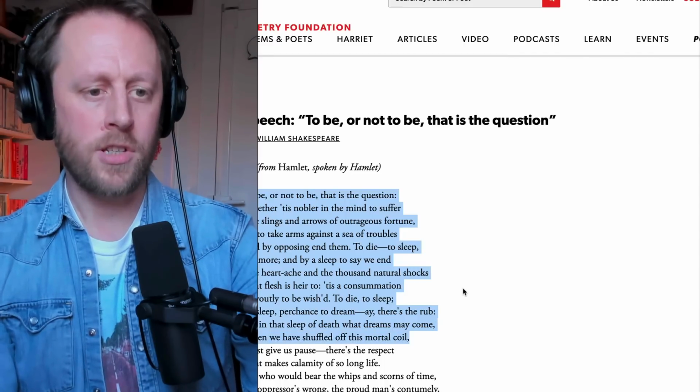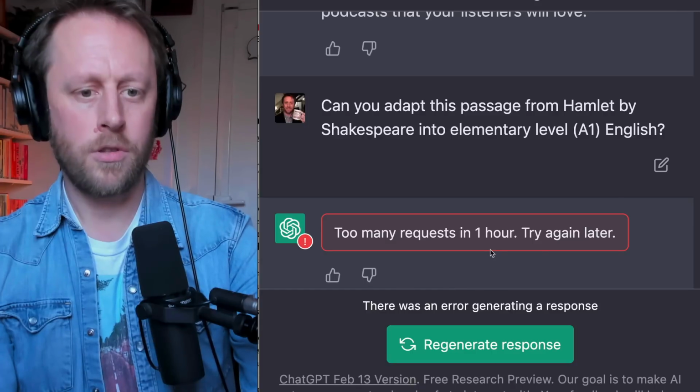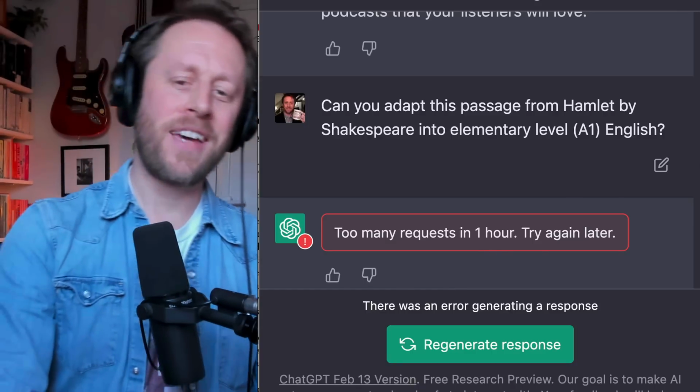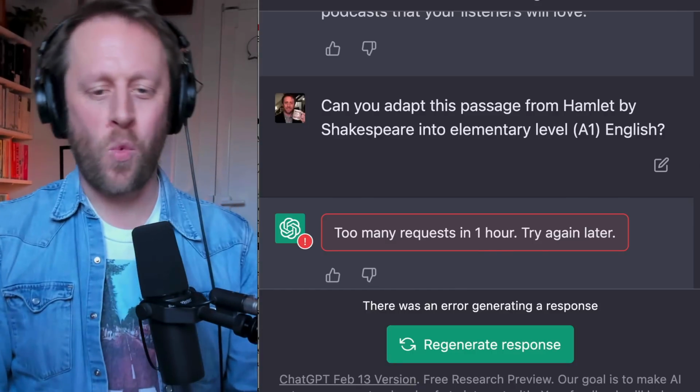Okay. Too many requests in 1 hour. Try again later, it says. So basically ChatGPT has told me that it's had enough. I think maybe it's because I'm using the free version. It's basically said that's enough now. You've used too many requests in 1 hour for the free version, so try again later. So that's it. I'm not going to be able to use it anymore.